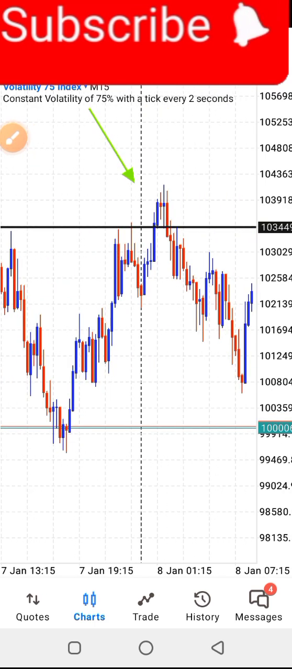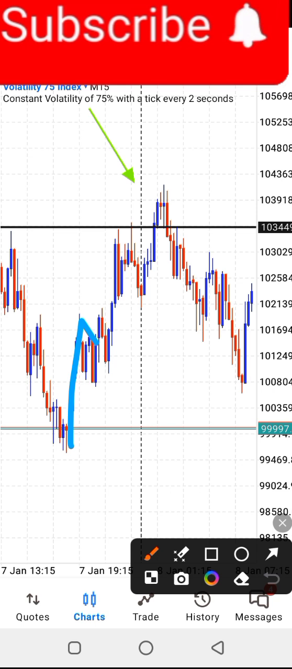Let me show you the second example. Same thing playing out. Price has to be moving in one direction at first, then it gets to a level whereby it disrespects the trend.